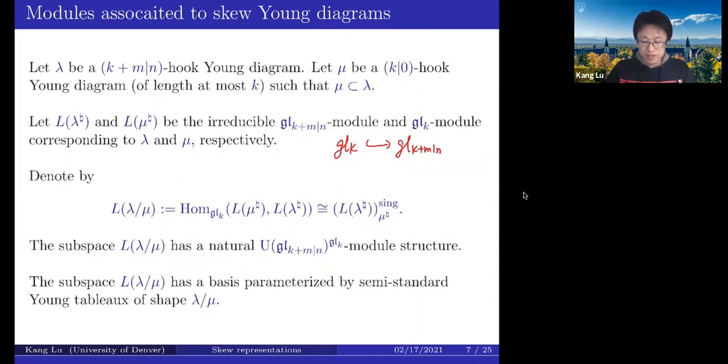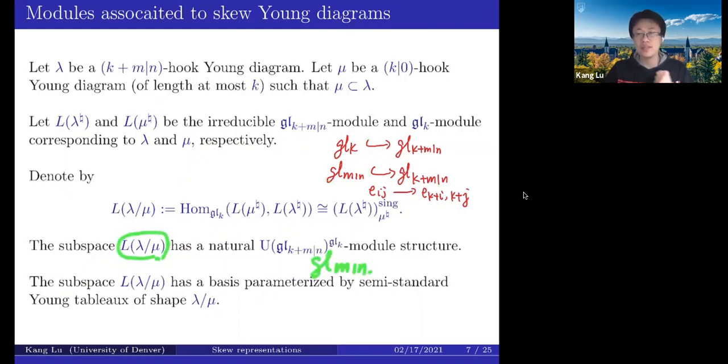So clearly by the definition, there is a centralizer module structure over it. On the other hand, you can also consider GL(m|n), the embedding into GL(k+m|n), where you have to shift the indices. So then you have this embedding. And clearly the image of this supercommutes with this subalgebra. So you can also get a module structure for this over GL(m|n). Such a space has a basis parameterized by the semi-standard Young tableaux. Just like the polynomial modules, they have a basis parameterized by the semi-standard Young tableaux.